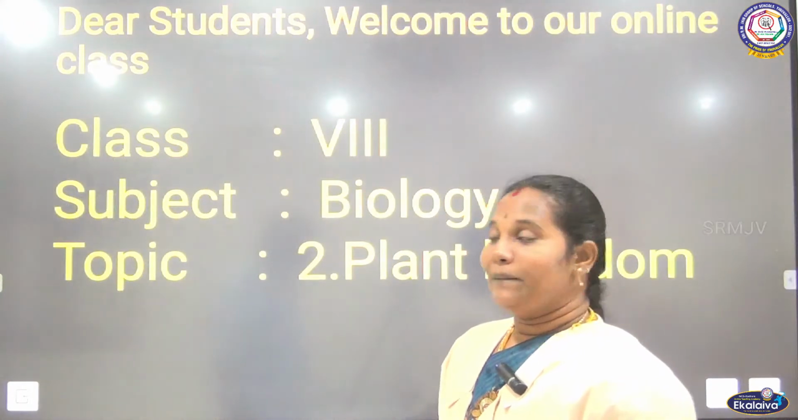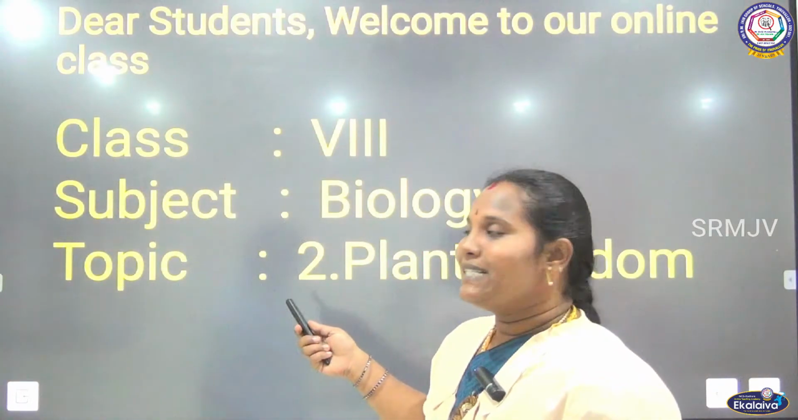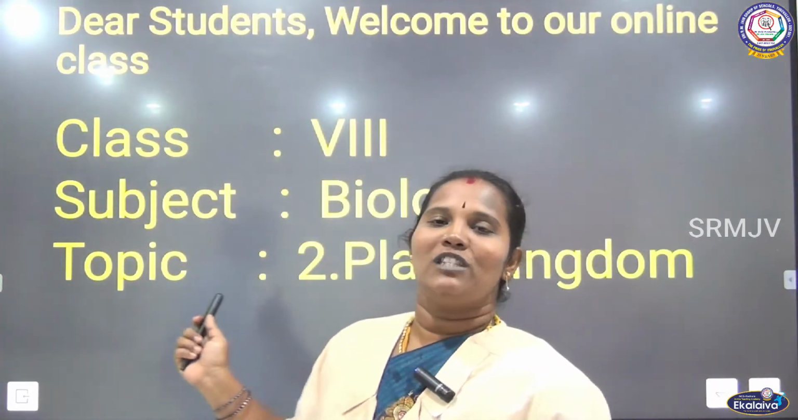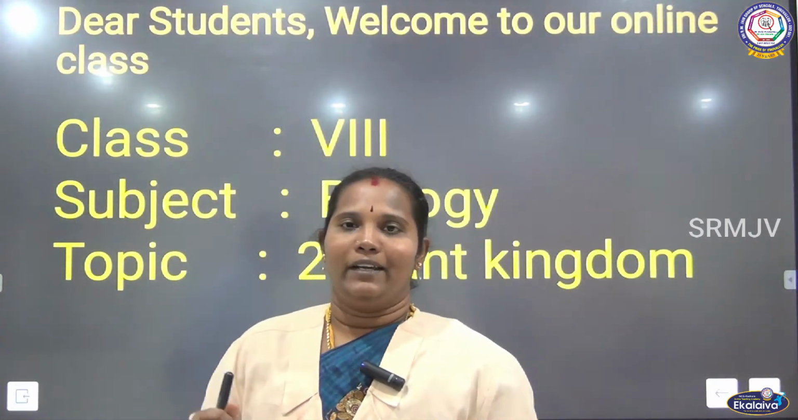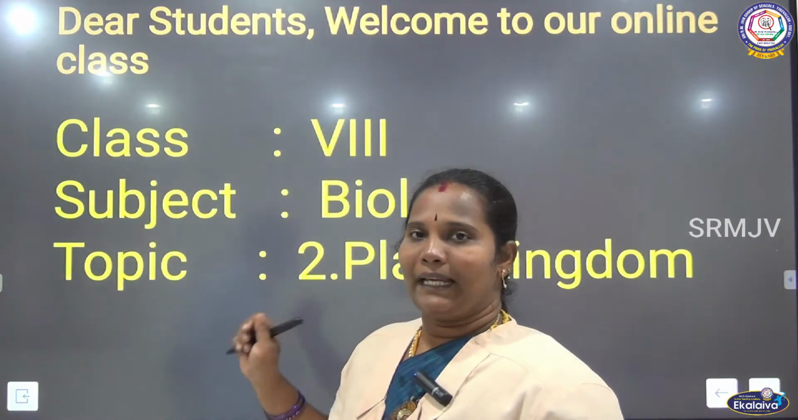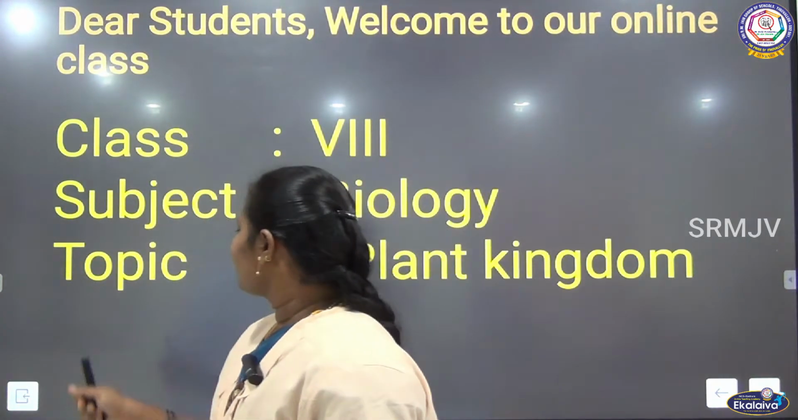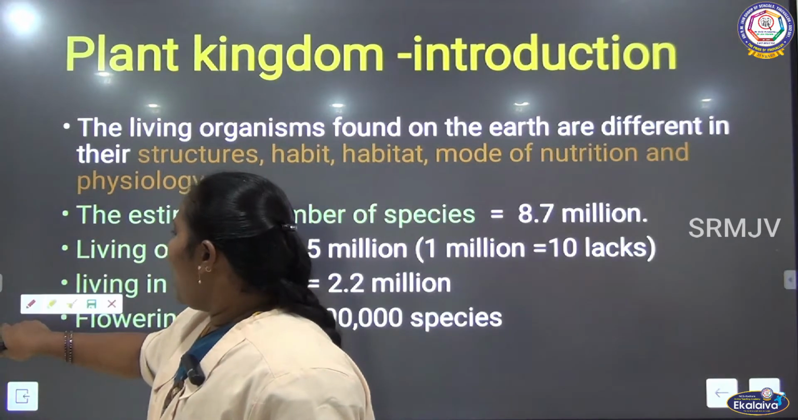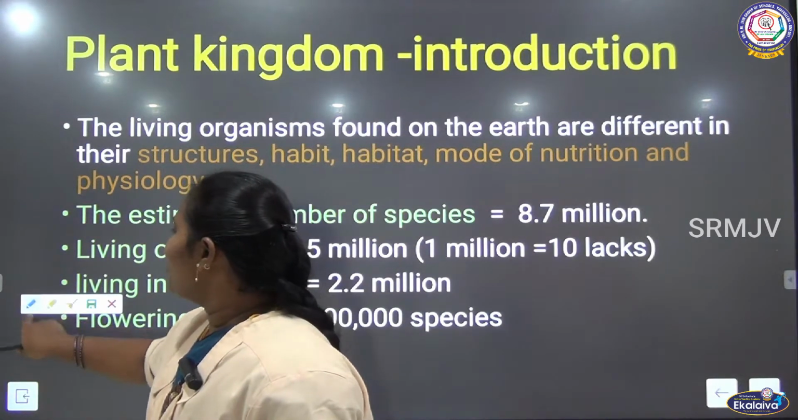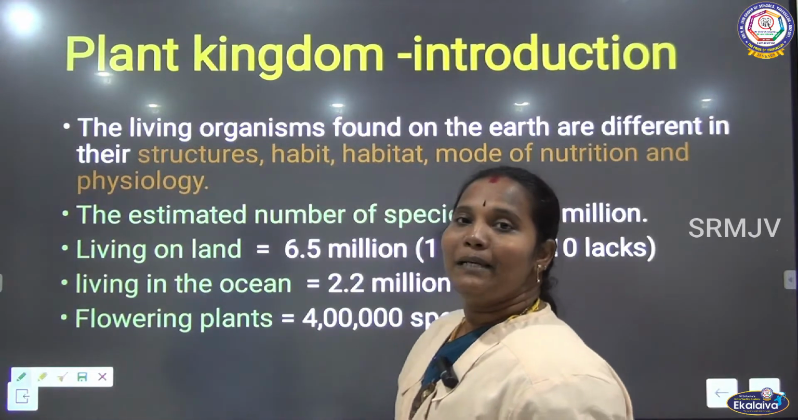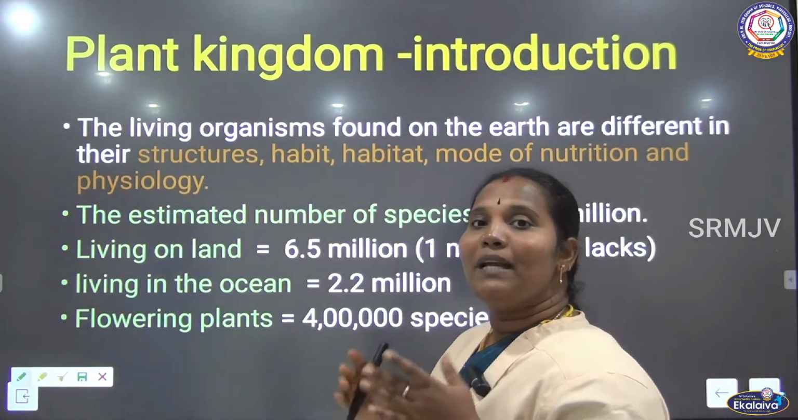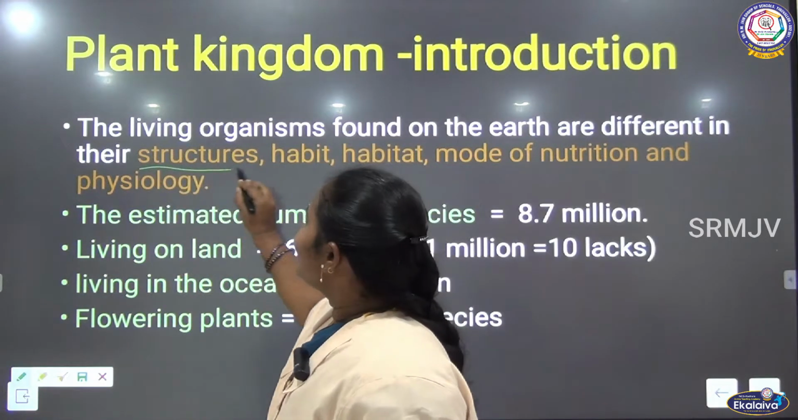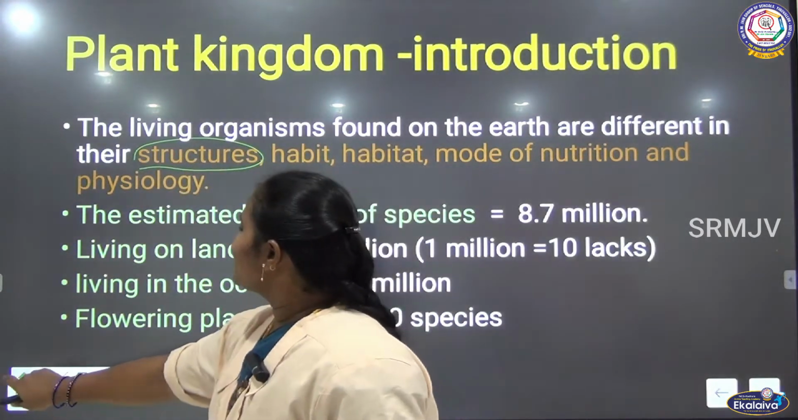Today we are going to see class 8, subject is biology, the topic name is plant kingdom. We have to see in this lesson about the plant. In this plant kingdom we have to see how the plants are categorized. We know very well plants can be categorized by many characters. What are the many characters? First one is their structures.